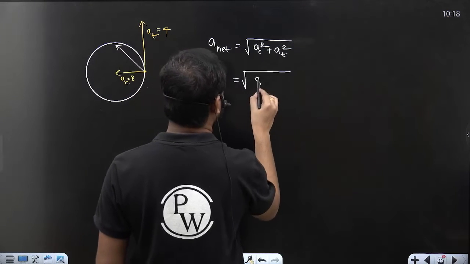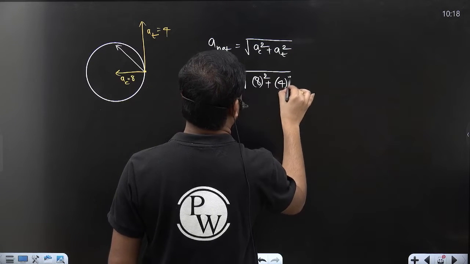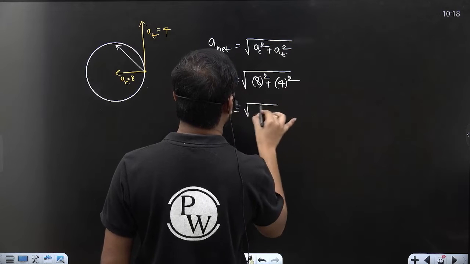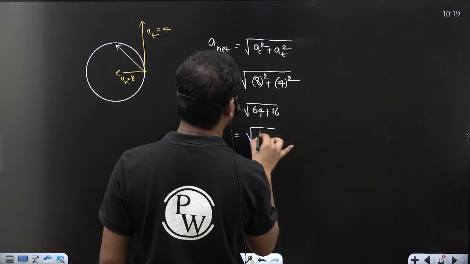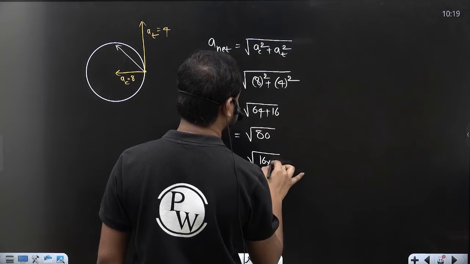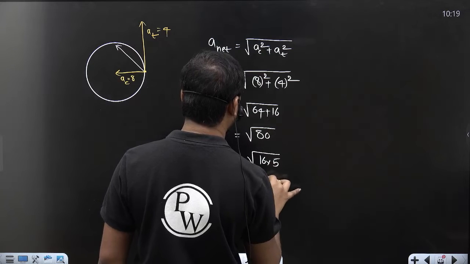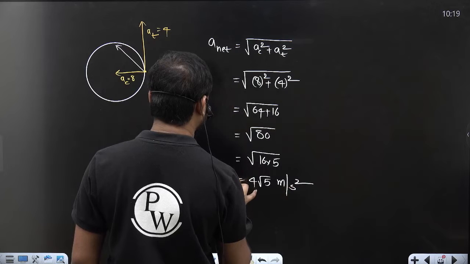Now, what is ac? ac is 8 whole square plus at 4 whole square. So then this is 64 plus 16, which is nothing but square root of 80. So let's write it as 16 into 5. Take 16 out, 4 root 5 meter per second square is the net acceleration, a net.